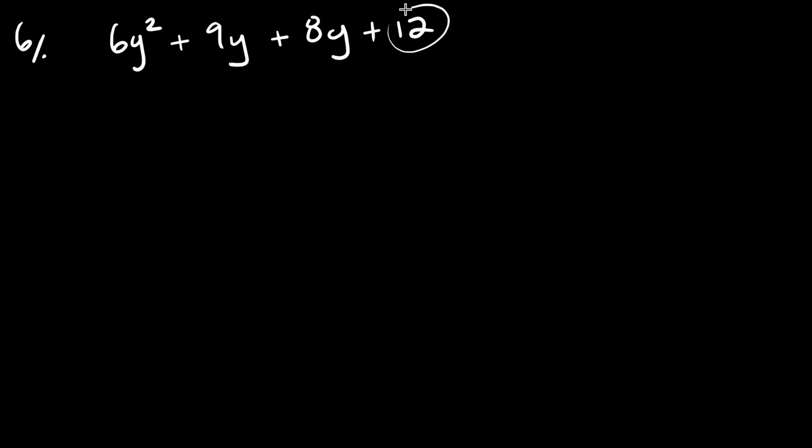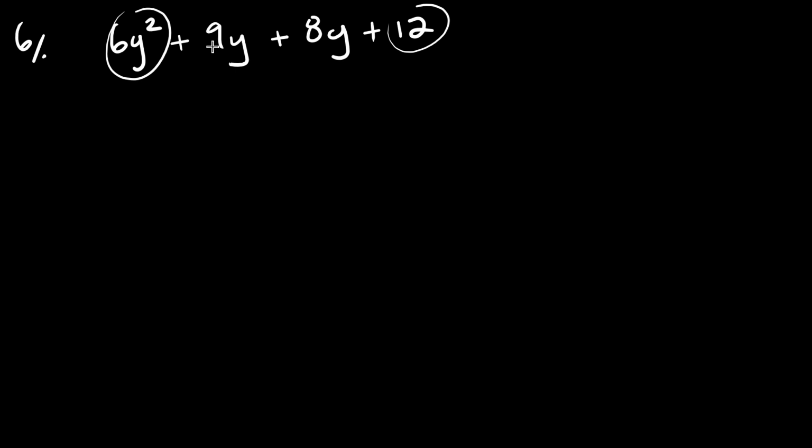What if our quadratic is 6y squared plus 9y plus 8y plus 12? 4 terms, so we'll meet that criteria. Can we factor? Well, we can factor if the 2 middle terms have something in common with both the first term and the last term, right? So does 6y squared have something in common with 9y? Well, yeah, they both have what looks to be 3y in common.